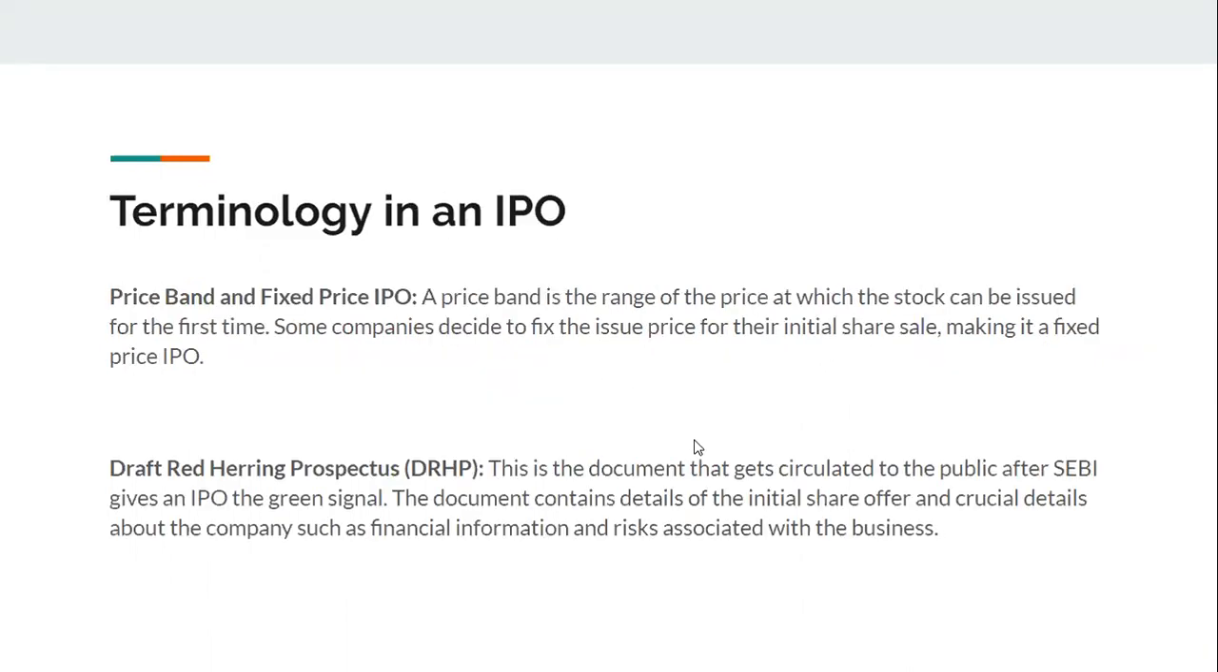Now within this IPO process, you get to hear some sort of words. First is price band and fixed price IPO. Price band and fixed price refers to at what price the shares must be issued to the general public. So the company may decide that there should be a fixed price, and people will get to buy those shares at that particular price, or they'll be giving you a price band, so lower end of the price and higher end of the price, and you need to bid. So you need to offer a bid to that company that you are ready to buy at a certain price.